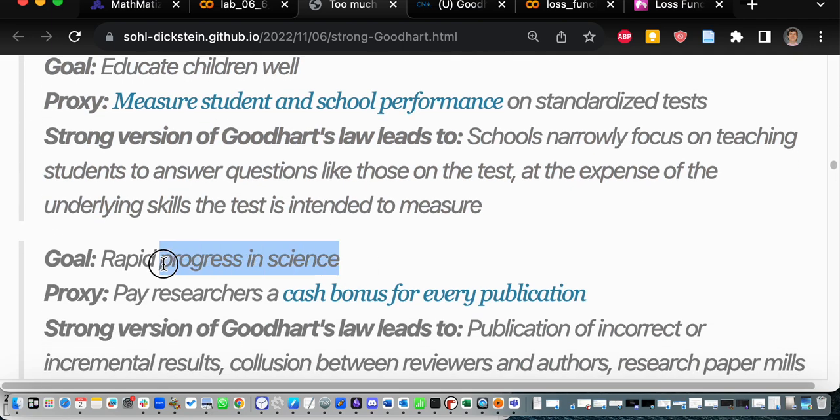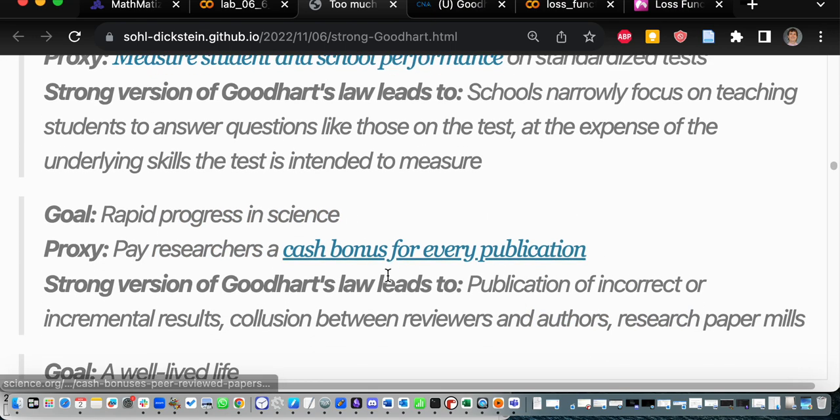Rapid progress in science. Okay, how do you do it? You pay people for every time they make a publication. I was like, oh, that's not good. So this happens all the time.